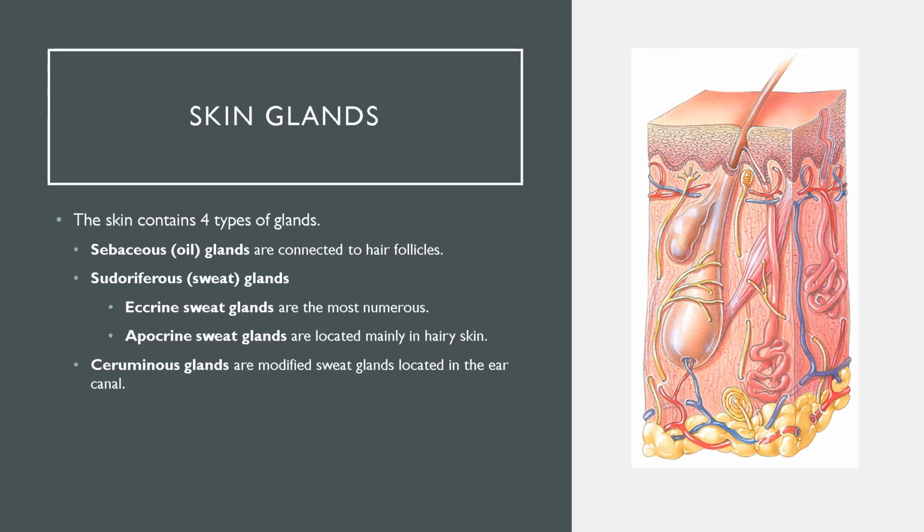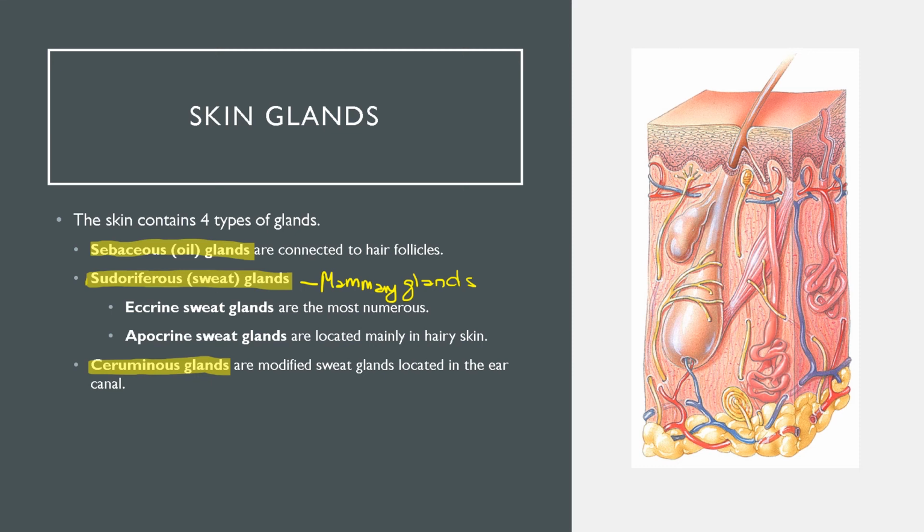So we are going to move on to glands in the skin. Now, several kinds of exocrine glands are associated with the skin. These include sebaceous glands, which are oil glands, sudoriferous glands, which are sweat glands, and ceruminous glands. I will note one thing, that mammary glands are actually a specialized sudoriferous gland that secrete milk. So these are going to be in this category.